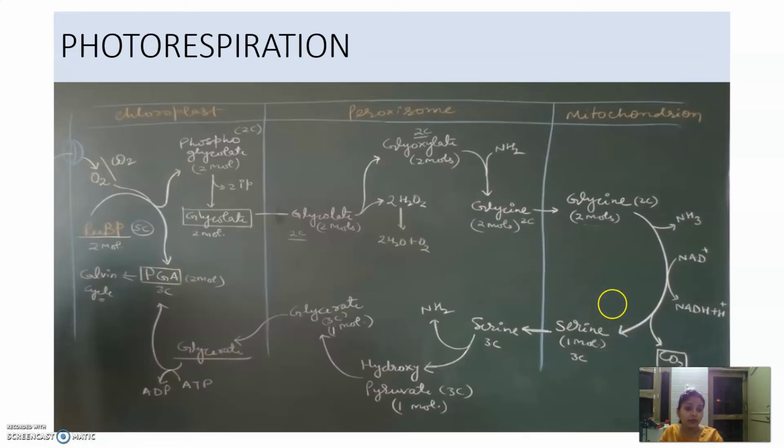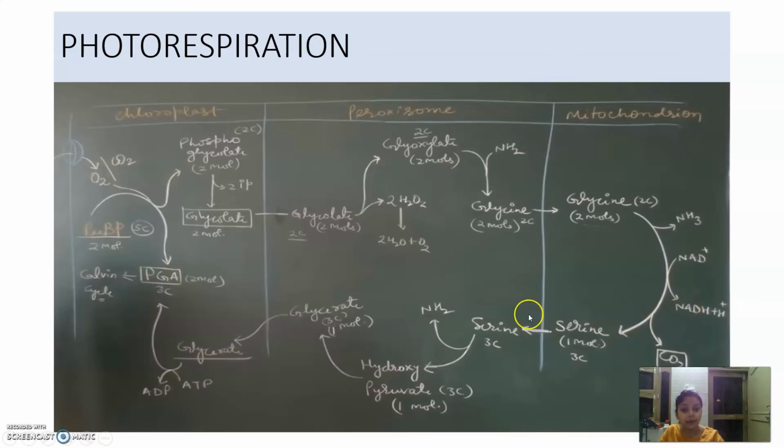It enters the mitochondrion, where we have 2 molecules of glycine, each having 2 carbon atoms. The 2 molecules of glycine form 1 molecule of serine, and 1 carbon atom is released as carbon dioxide as a result of decarboxylation. Here, 3 reactions occur: deamination, dehydrogenation, and decarboxylation.